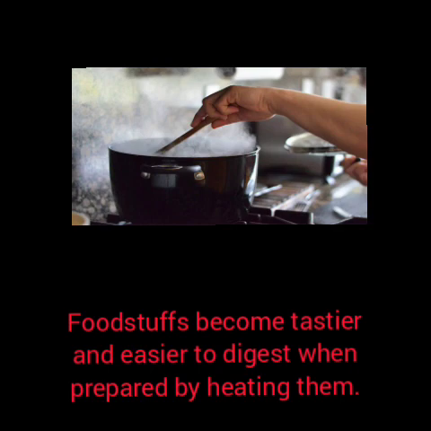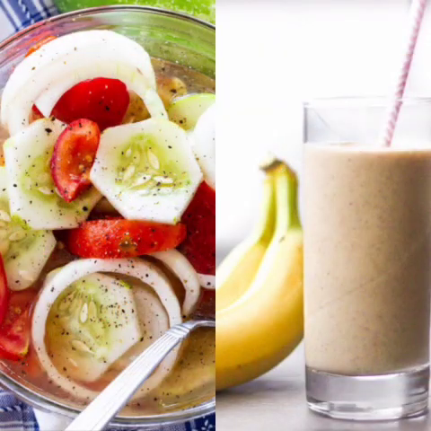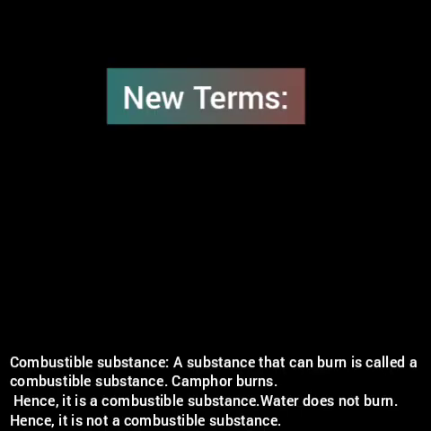Foodstuffs become tastier and easier to digest when prepared by heating them. We always prepare foodstuff when we cook. However, not all foodstuffs are prepared by heating. We eat some of them raw, that is uncooked. We eat fruits mostly without cooking, like the cucumber salad or the banana milkshake, which are made without heating.